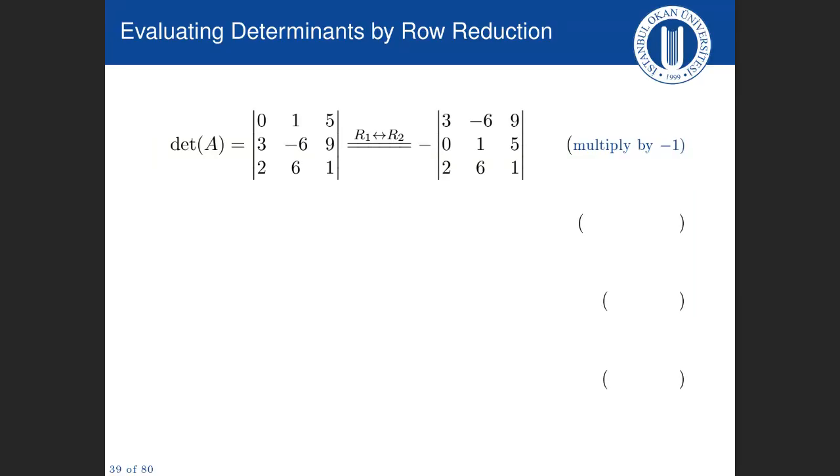So first I want to do the row operation swap row 1 and row 2. What happens to the determinant if we swap two rows? We multiply the determinant by -1. So we can write that the first determinant is equal to minus this new determinant.